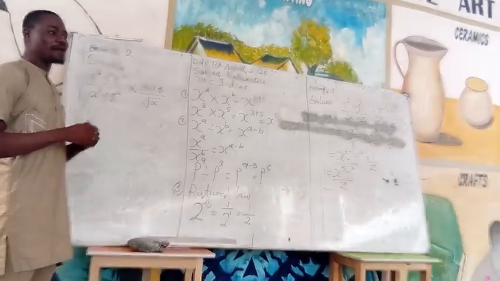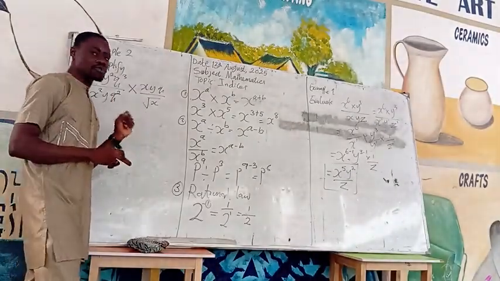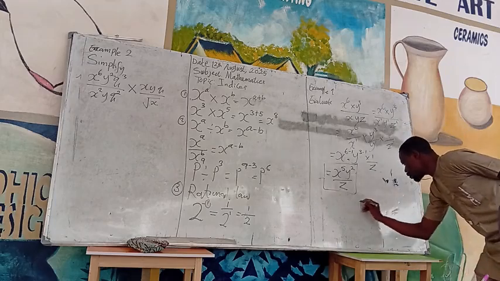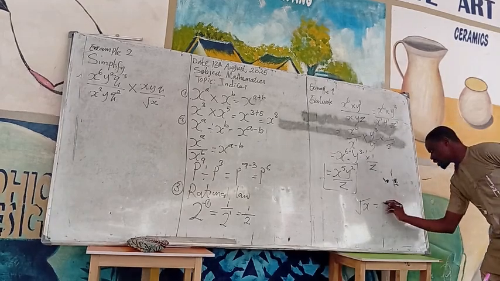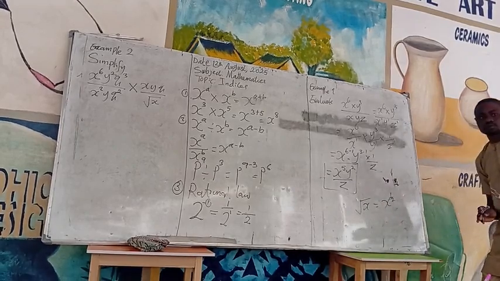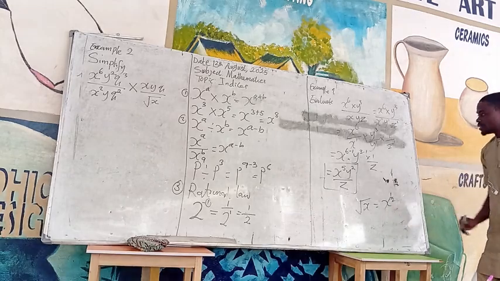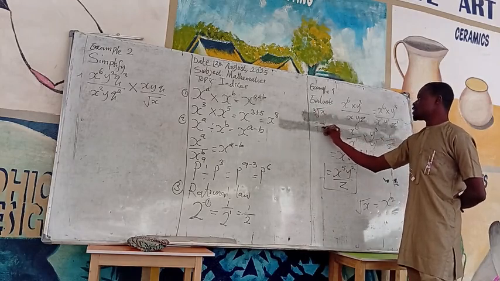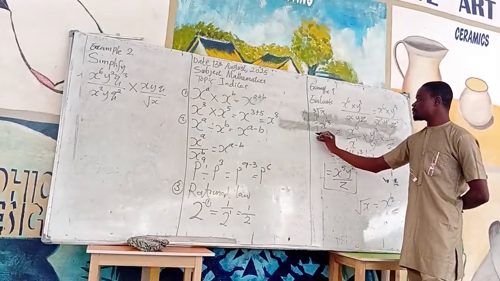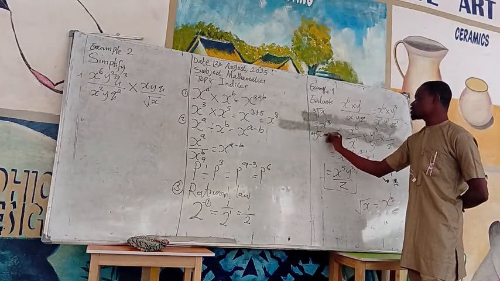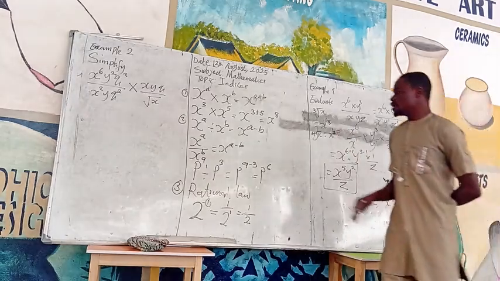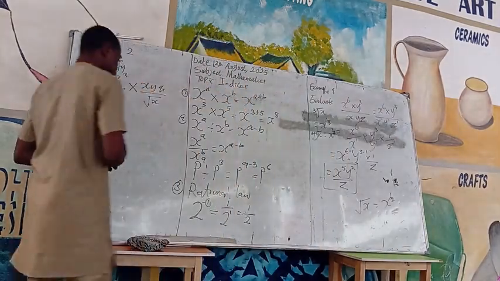You see, it's somehow difficult, but it's very easy. Let me tell you something. If you have square root of x, it is the same thing as x raised to power 1 over 2. You get it? Then if you have cube root of x, it is the same thing as x raised to power 1 over 3. If you have fourth root of x, it is the same thing as x raised to power 1 over 4. You get it? So this question will be easy for us to solve.